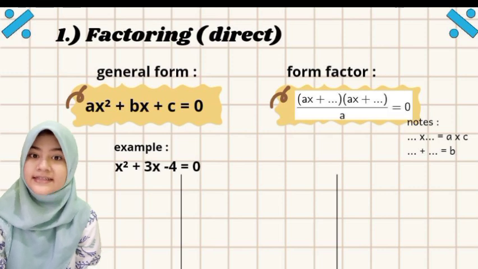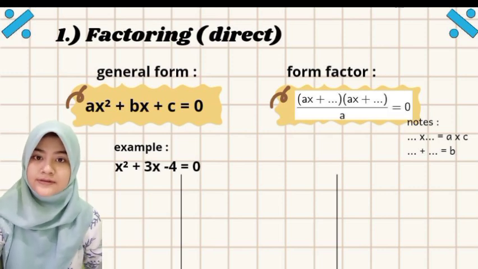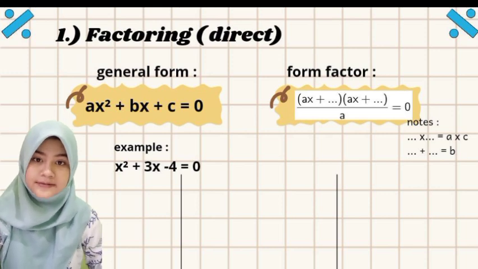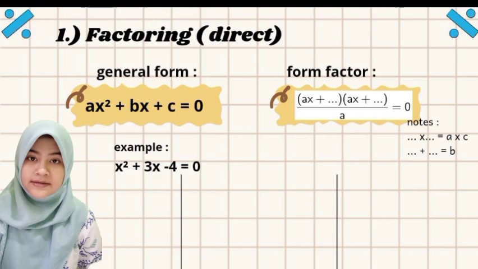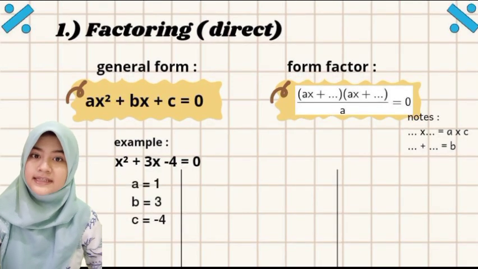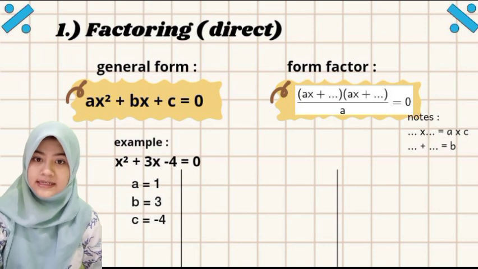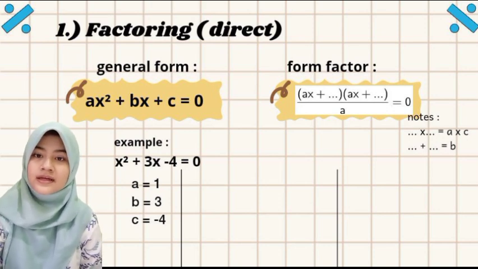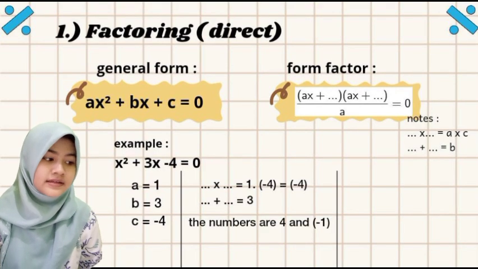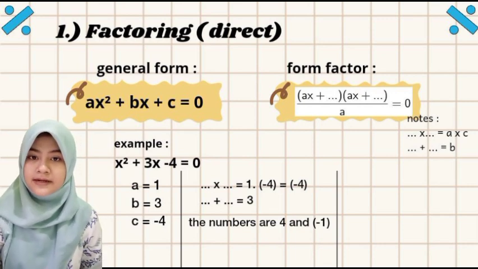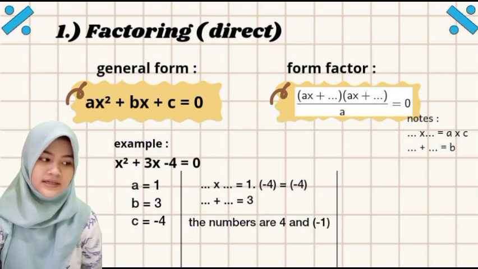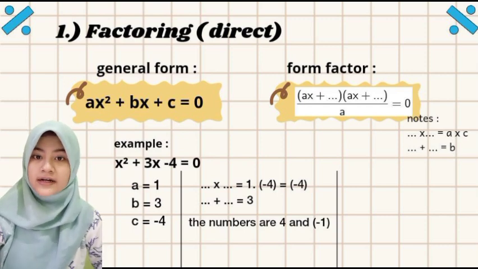Now, we have an example in this factoring, which is x to the power of 2 plus 3 times x minus 4 equals 0. First step, we have to find a, b, and c. So, a is 1, b is 3, and c is minus 4. So, we can find the numbers that belong to the factor formula. That is m times n equals 1 times minus 4 equals minus 4, and m plus n equals 3. So, the numbers are 4 and minus 1.